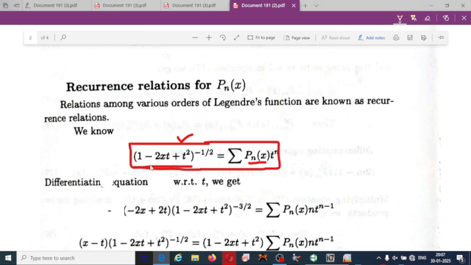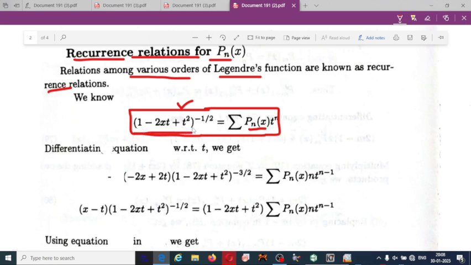Once we understand the generating function, we can obtain the recurrence relations for Legendre function with its help. What are the recurrence relations for Pn of x? Relations among various orders of Legendre functions are known as recurrence relations. As the name indicates, a relation among various orders of Legendre's function we call a recurrence relation. First we should write the generating function, that is (1 minus 2xt plus t square) to the power minus 1 by 2 equal to summation of Pn of x t to the power n. This is the generating function for Legendre's function.